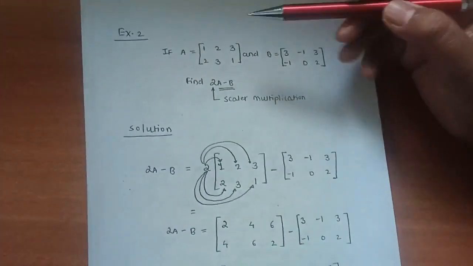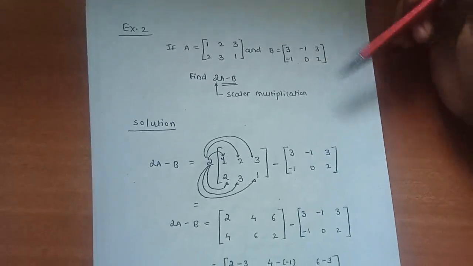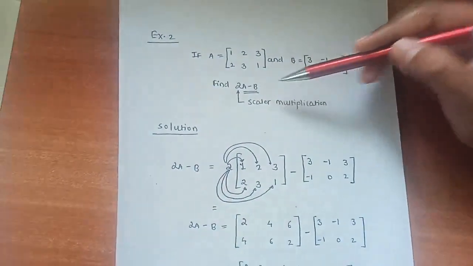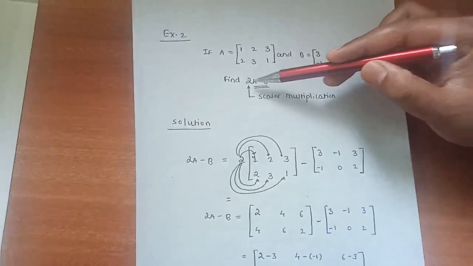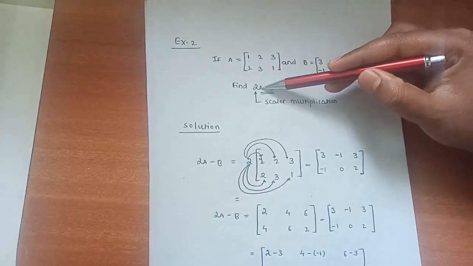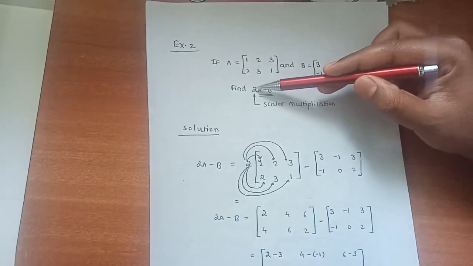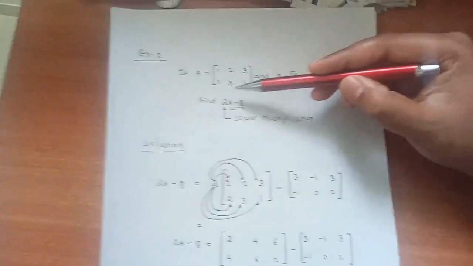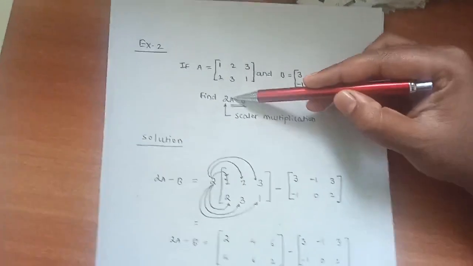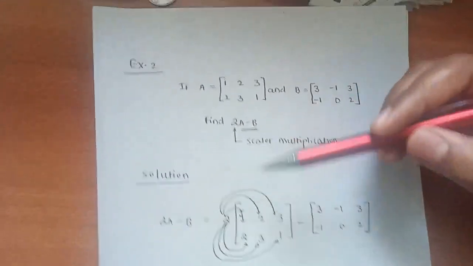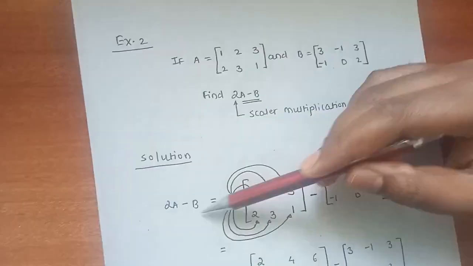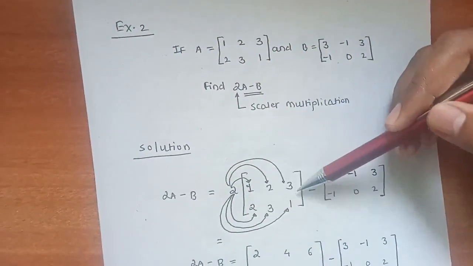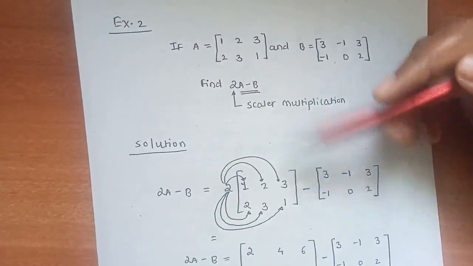The next example, they have given two matrices A and B, and the condition is 2A minus B. Remember, see here, this 2 is multiplied to matrix A, and this is the scalar multiple. Scalar means a constant value. So indirectly they are saying this 2 you have to multiply to the matrix A. So the same thing we'll do, just note down the condition here in the solution. So 2A minus B means 2 into matrix A. So 1 2 3 2 3 1, this is our matrix. The order of this matrix is 2 by 3.